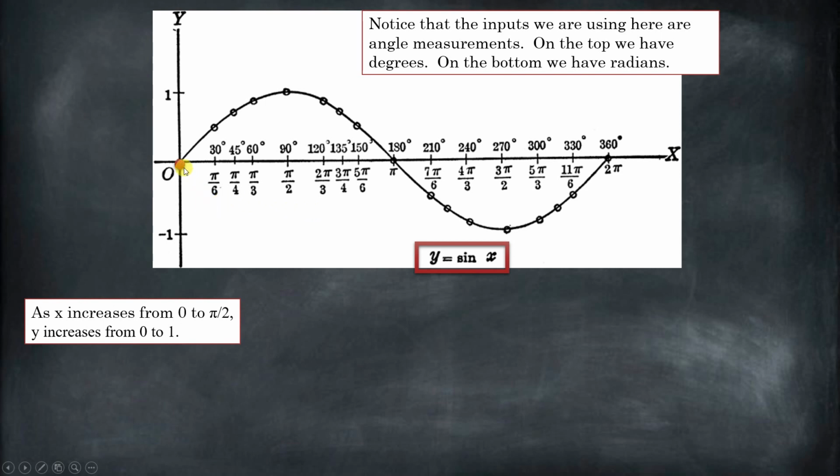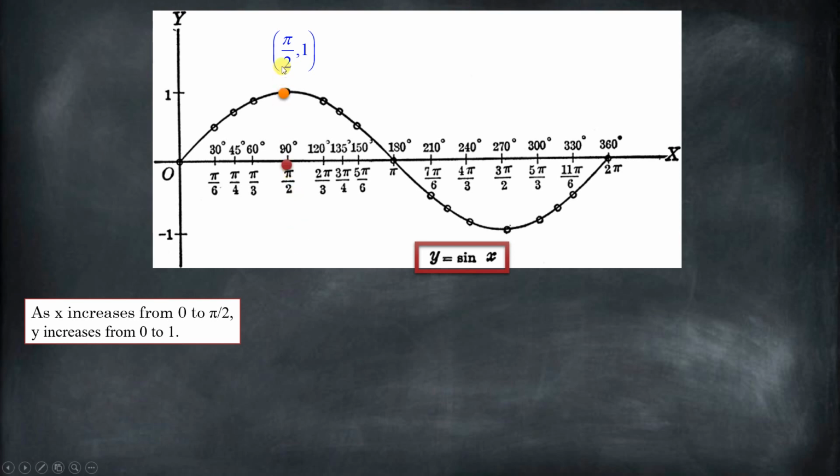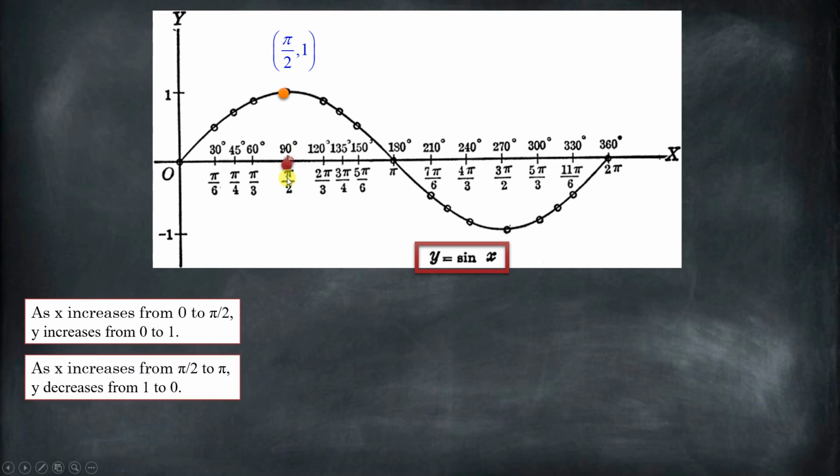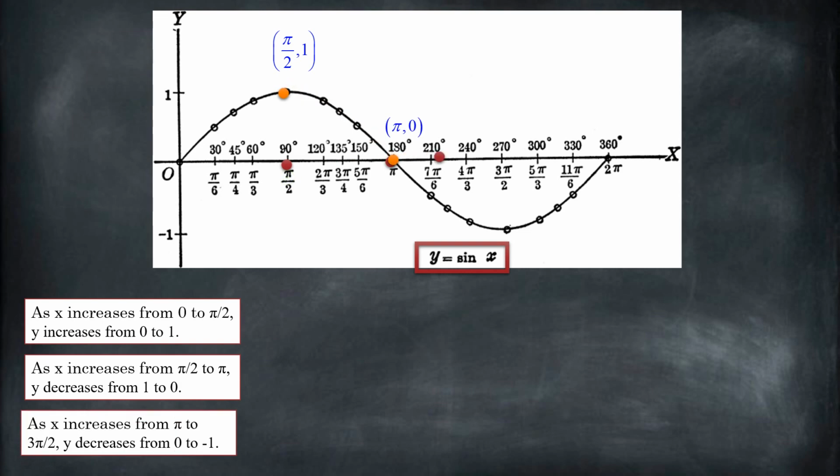All right, now, here's what I want you to see. As the inputs x increase from 0 to 90 degrees, or pi over 2, look what's happening to the outputs. They're increasing from 0 to 1. 1 is our maximum. So we have this point right here, 90, comma 1, or pi over 2 radians, comma 1. Same thing. Now, as x increases from 90 to 180, the y values start to decrease until they get back to 0, and we have another x-intercept. As x increases from pi to 3 pi over 2, or from 180 to 270, the y values decrease from 0 to -1, and that's our minimum value.